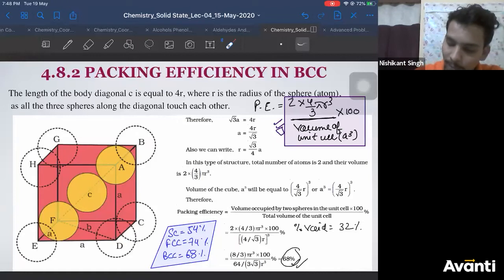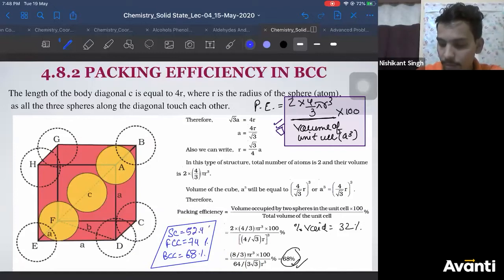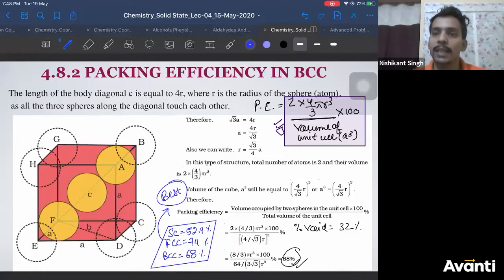So which packing efficiency is best among these three? FCC, because it has maximum packing efficiency. So our FCC is best. Best packing is FCC because in that packing efficiency is maximum. I hope this point is clear to you.